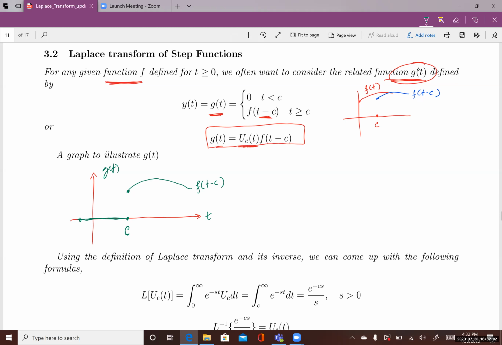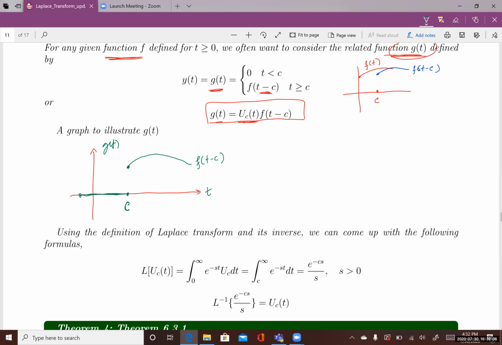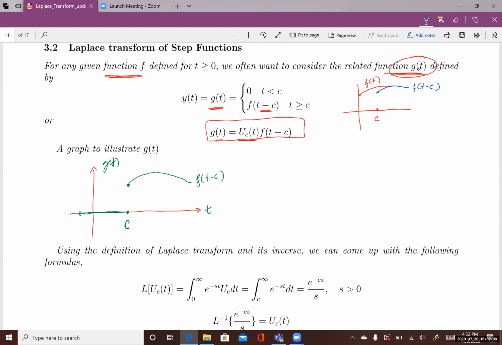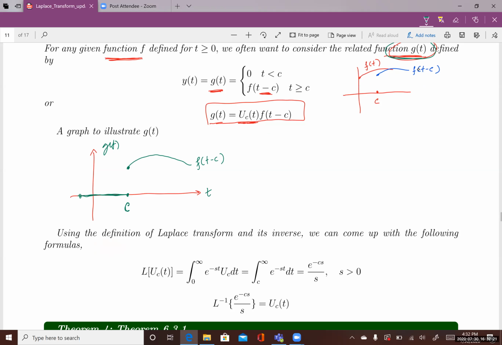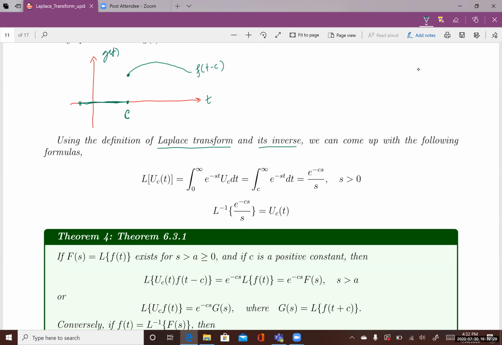So that's just the introduction on how to think of functions in terms of a unit function, and how you can define a related function g of t as a unit function in terms of the function f of t. Then the next thing is you can use the definition of the Laplace transform and its inverse. You can come up with the following formulas.